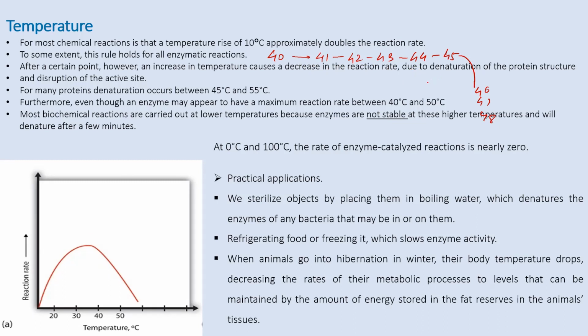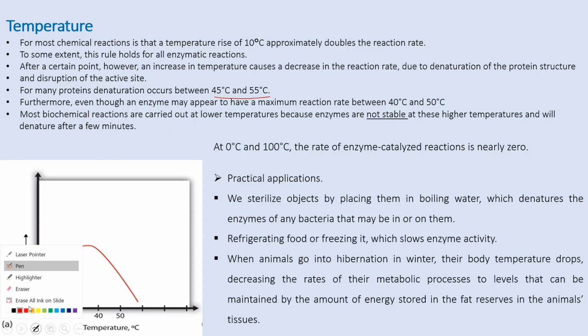That is because at higher temperature the protein is not able to maintain its structure. The protein has denatured after a certain rise in temperature, and because of the denatured structure, there is a disruption of the active site. For many proteins, denaturation occurs between 45 and 55 degrees. Okay, so if you look at this graph, this is the place you started, 0 degree. Now you started increasing the temperature of the system in which your enzyme is.